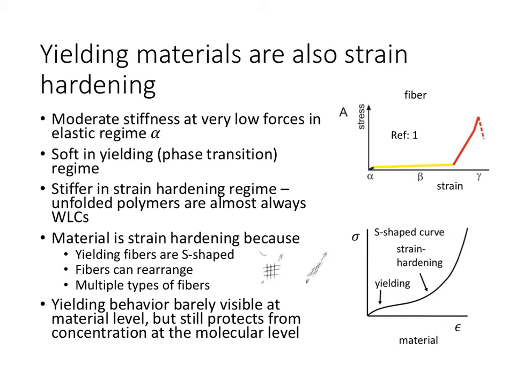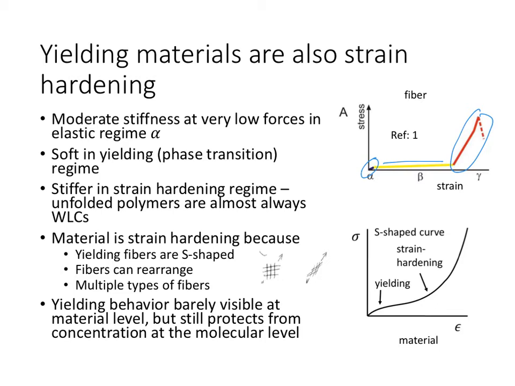So while these materials are yielding, fibers and materials are almost invariably also strain hardening. And that is because they're stiff in this low force region, and then they become very soft in this yielding region. Once they have fully undergone the phase transition, they become stiffer again. And so that is referred to as the strain hardening regime.